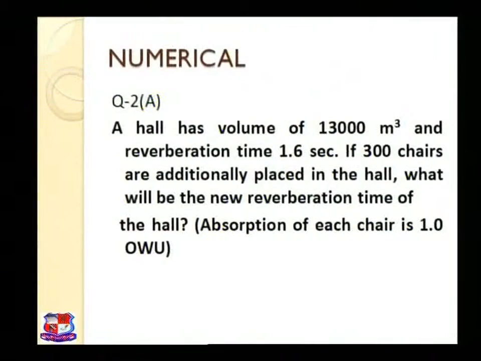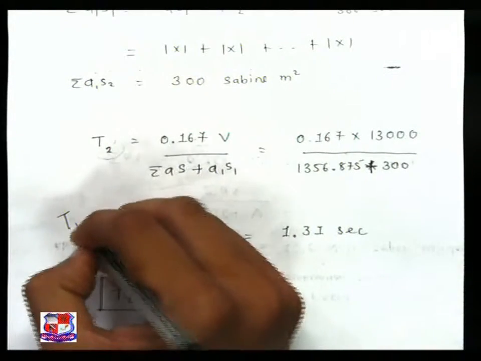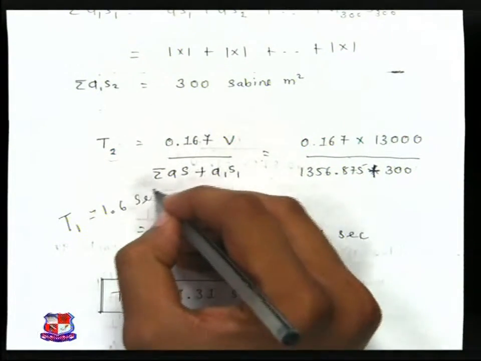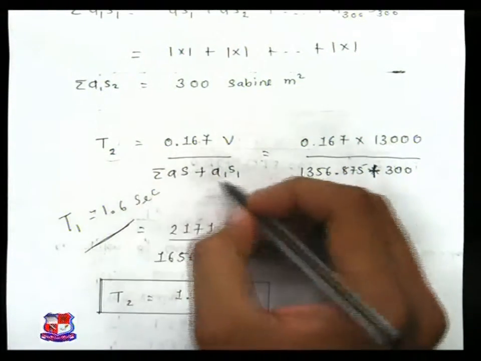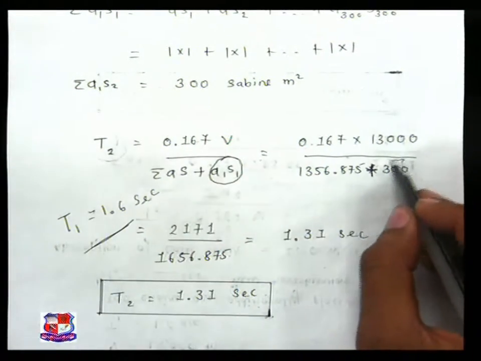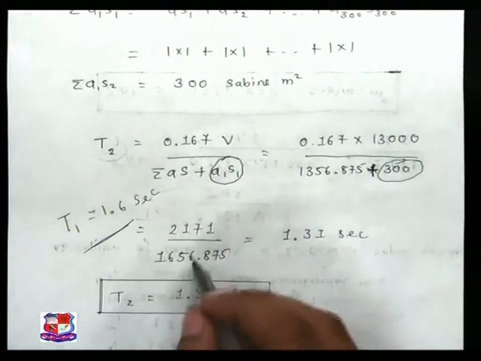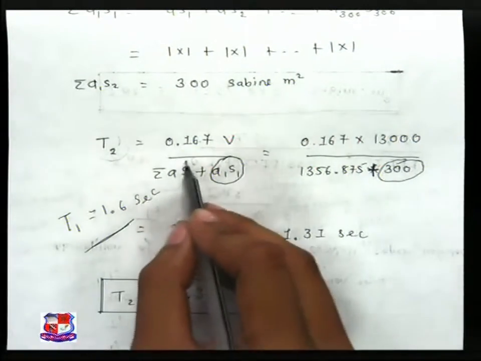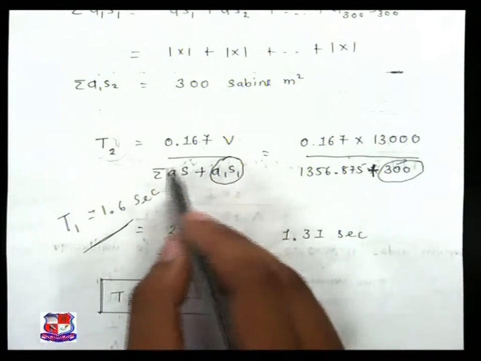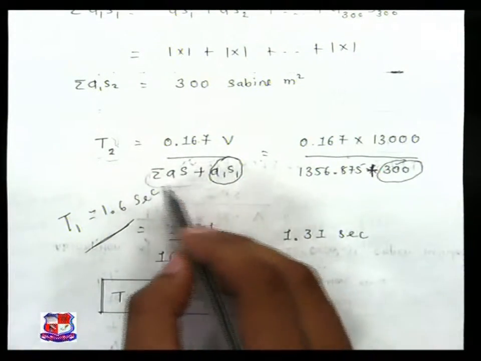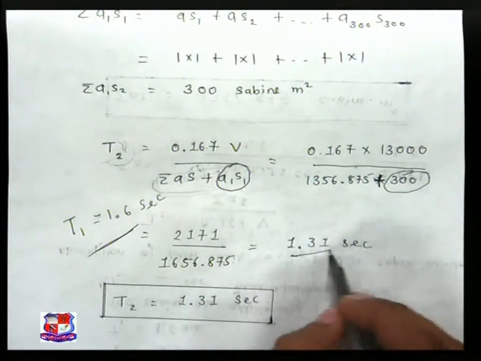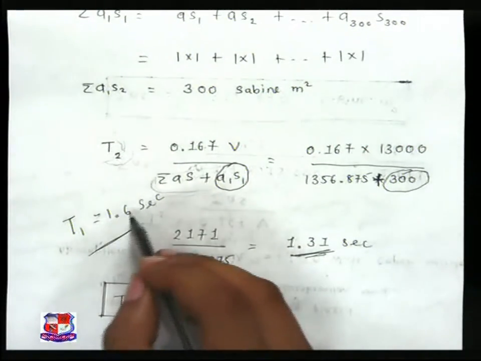As we can say that T1 is 1.6 second. When 300 chairs are additionally placed, the reverberation time decreases due to the increase in the absorption when it is getting added to the first absorption. That is, the new reverberation time decreases up to 1.31 second from 1.6 seconds.